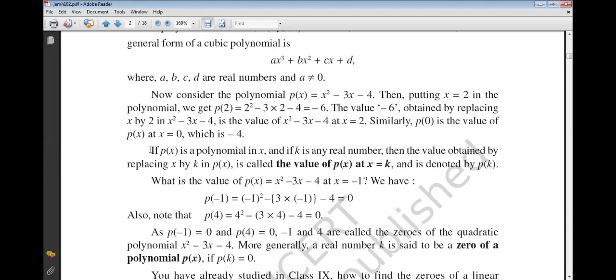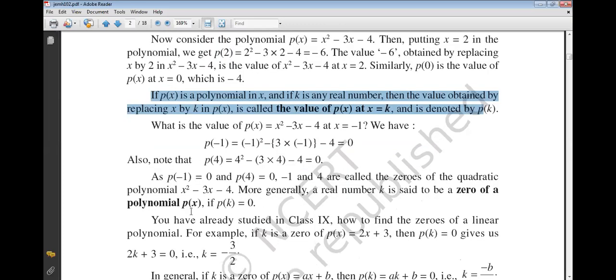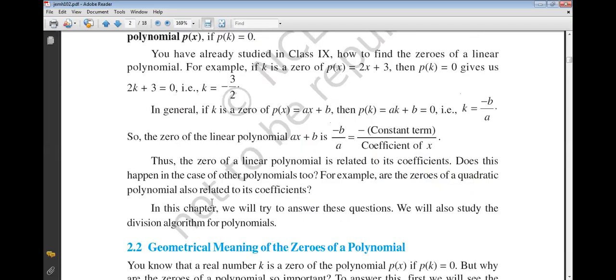So if p(x) is a polynomial in x and if k is a real number, then the value obtained by replacing the x by k in p(x) is called the value of p(x) at k, and it is denoted by p(k). So now if the value of p(x) for any real number k is 0, then you can say it is a zero of the polynomial.